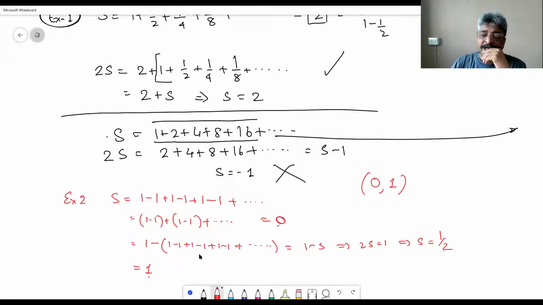Now, why 0 to 1, or actually the closed interval 0 to 1? Because we have 0, we have 1. Now, why is this happening? It is because this is oscillating. S oscillates between 0 and 1.